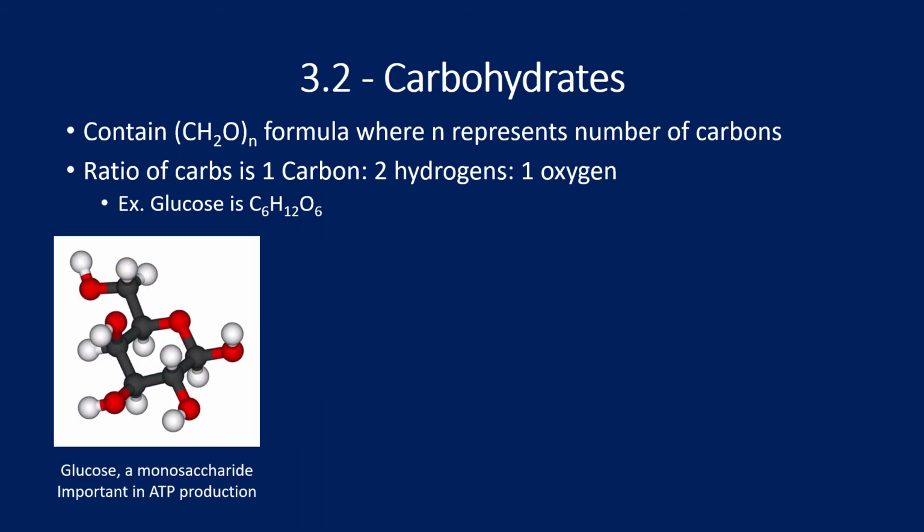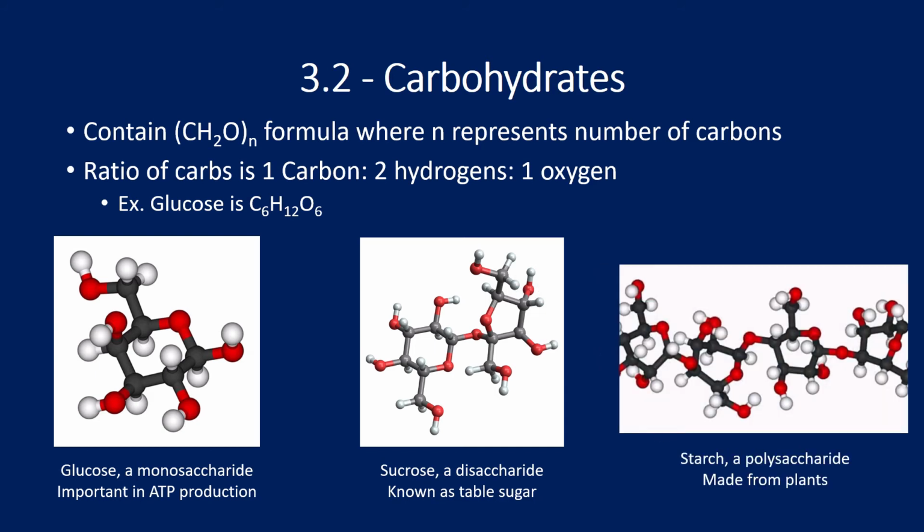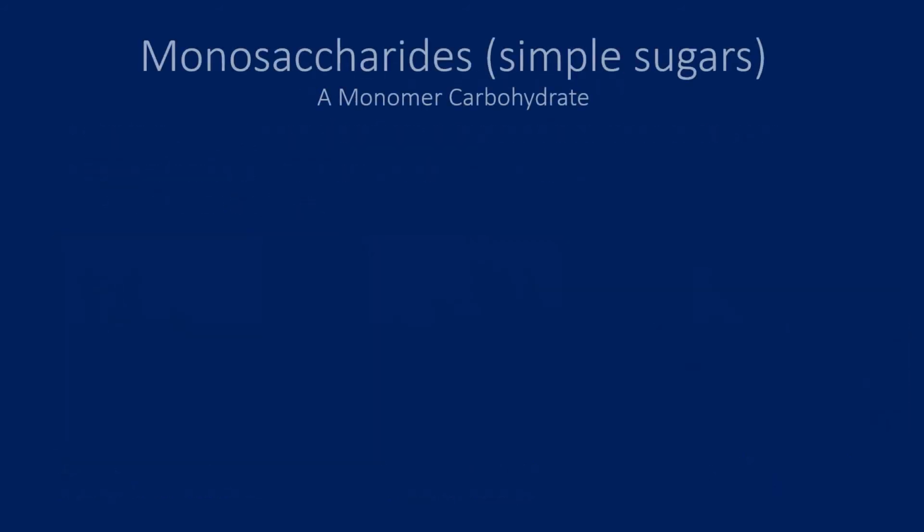Carbs are classified into one of three groups. Monosaccharides, also known as simple sugars, this is the carb's monomer form, and monosaccharides provide a readily available source of energy. Disaccharides are two monosaccharides bonded together. Finally, polysaccharides are chains of monosaccharides that are bonded together. They're quite large. Let's do monosaccharides first.